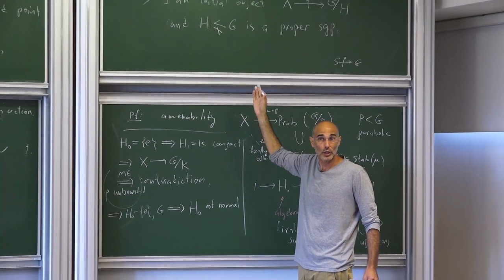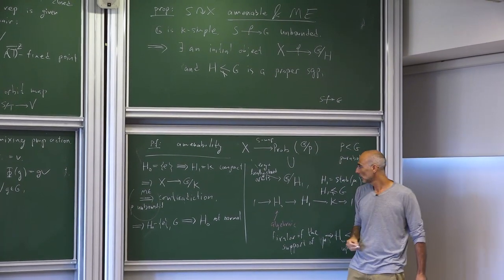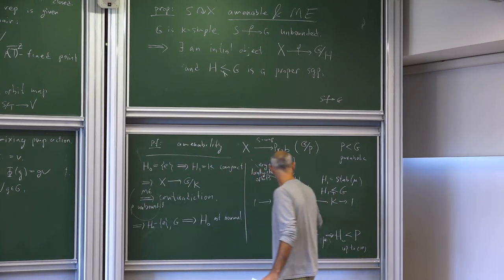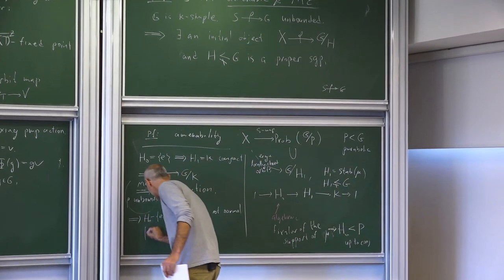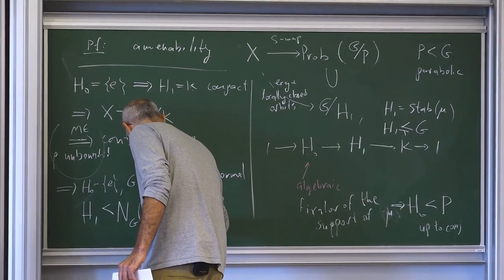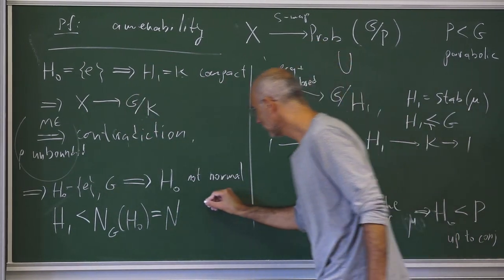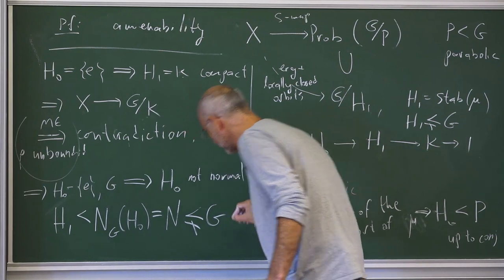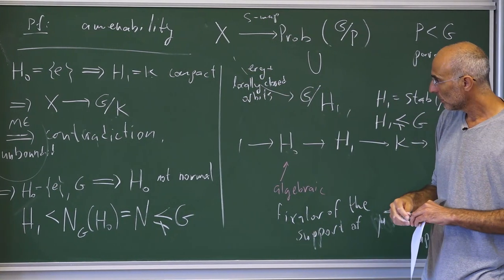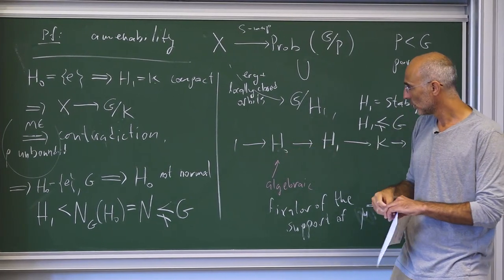Again, this is not a general tautological statement. I'm using simplicity here. So this means that H1 is contained in the normalizer of H0. Let's call it N, which is a strict subgroup of G. Now, H1 is not algebraic necessarily, but H0 is, so this is algebraic.